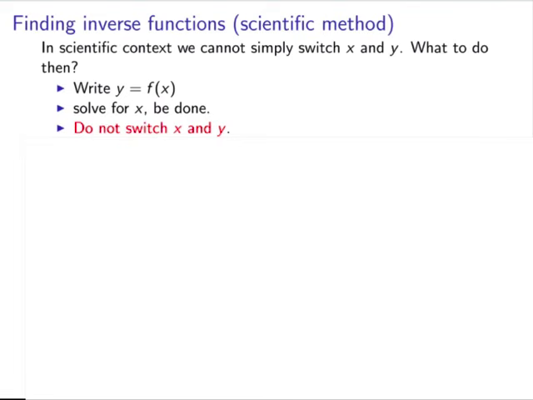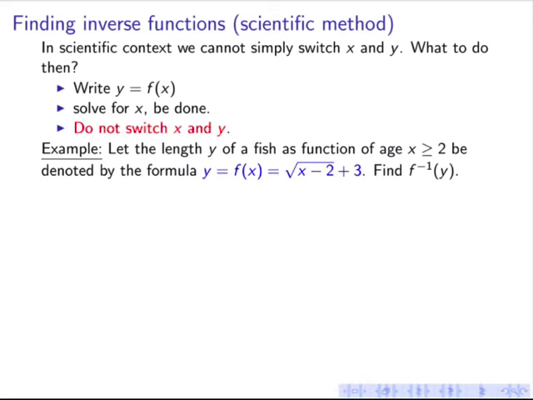And why we do not switch, I explain now in an example, where we use the same function, y is equal to square root of x minus 2 plus 3, but now we give it a meaning. So let y denote the length of a fish, and x be the age of the fish. And then the formula y equals square root of x minus 2 plus 3 describes the length of the fish as a function of its age. And now the question is, find the inverse. So let's do the same thing.